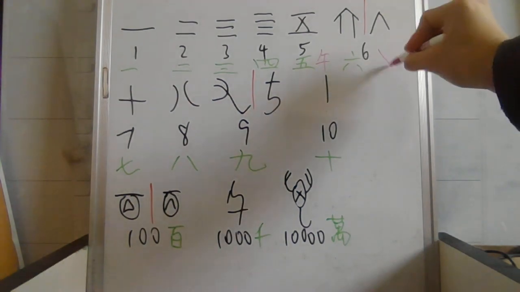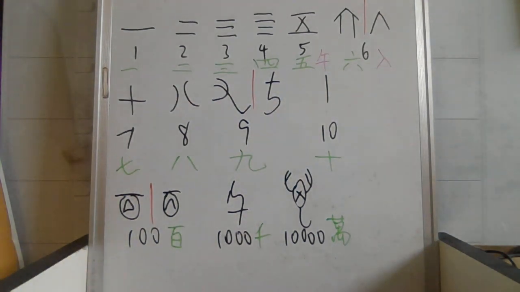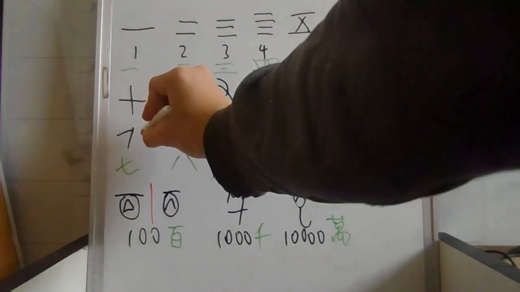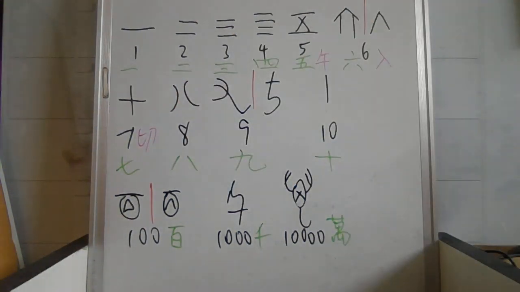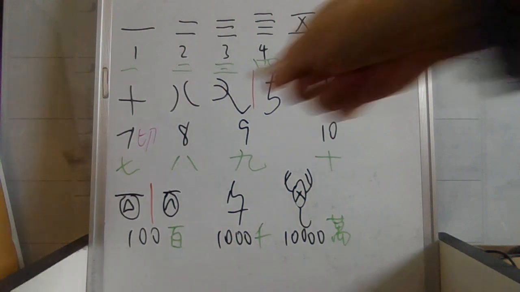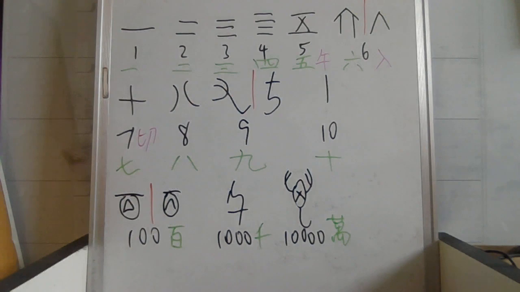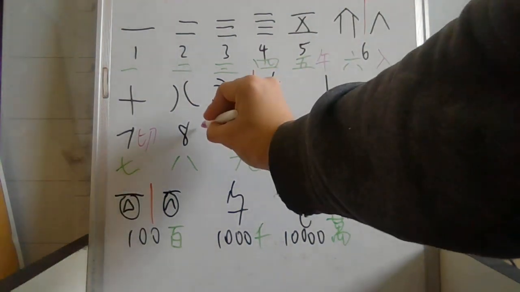Okay, so 6. Now 6 is supposed to be a homophone for this word ru, which means to enter. That's in ancient Chinese, and that's modern Mandarin. But back in the day, both of these would sound very similar, pronounced something like "ru." 7 is supposed to be a homophone for the word "tie," which in archaic Chinese is pronounced something like "sneak," and 8 is pronounced something like "brat," and that is supposed to be this character.